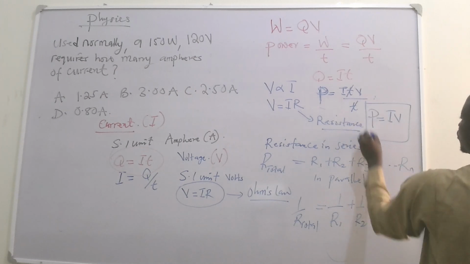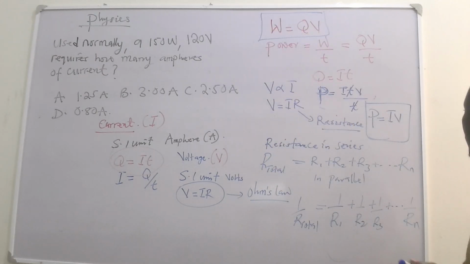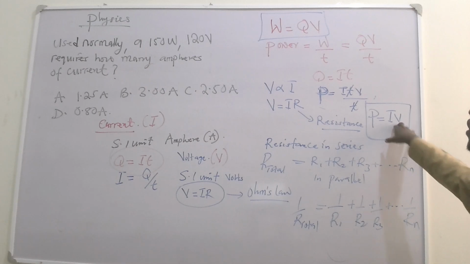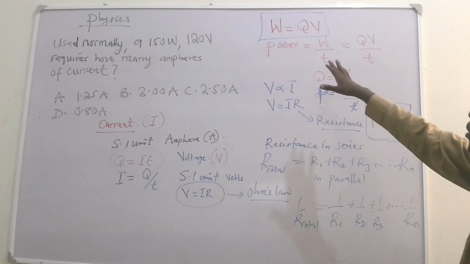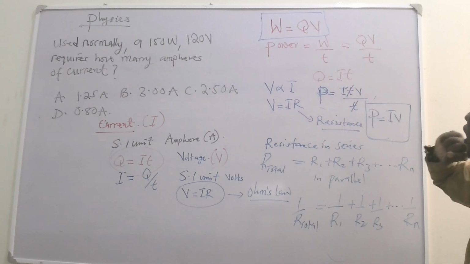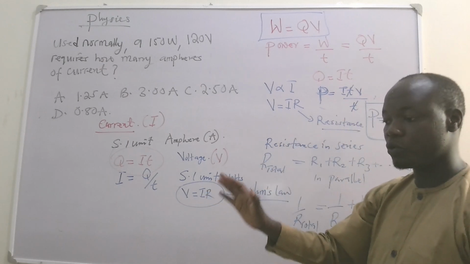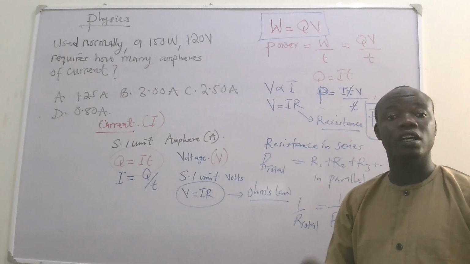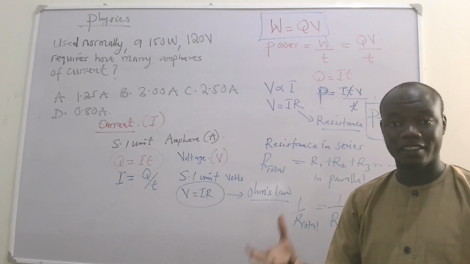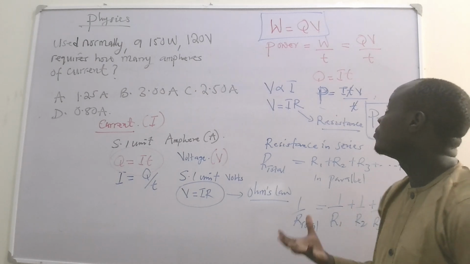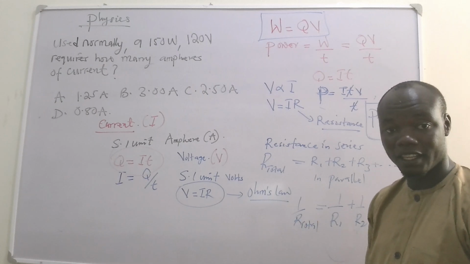This formula is important, we need it. So we have power is equal to IV, and we have W is equal to QV. And apart from this, there is also what we call a capacitor. A capacitor is a device used for storing an electrical charge.